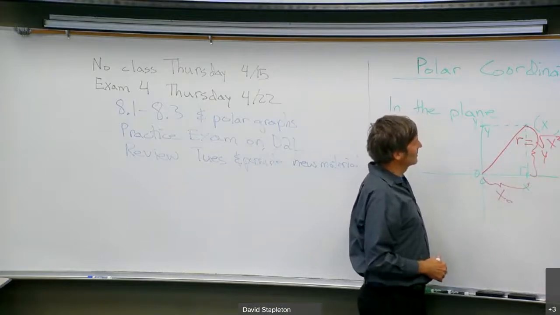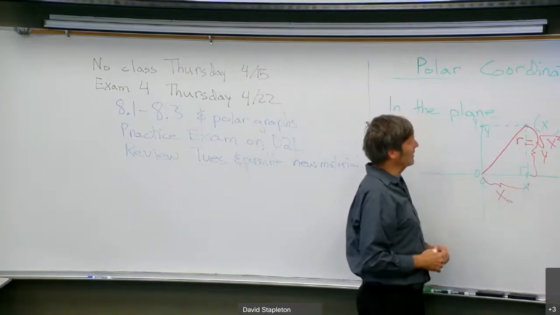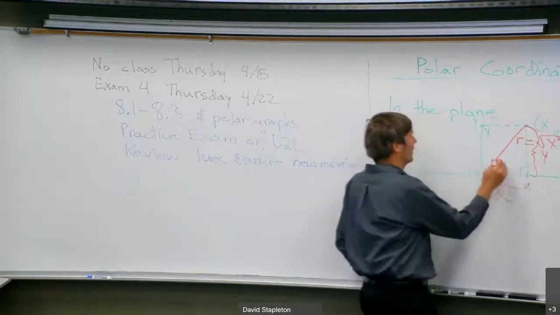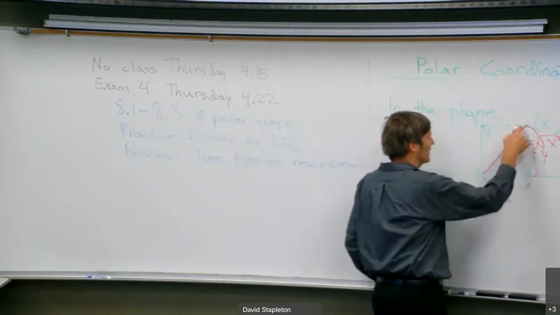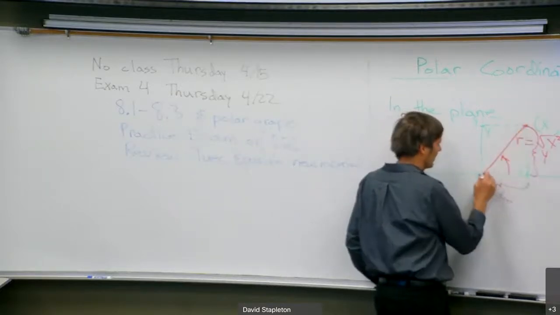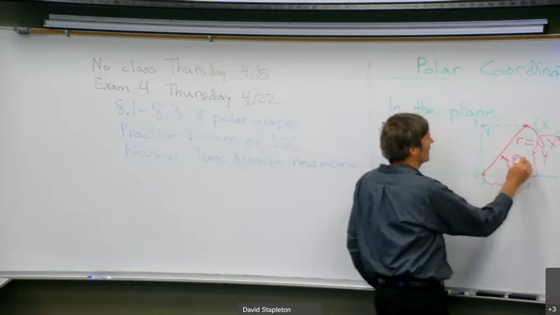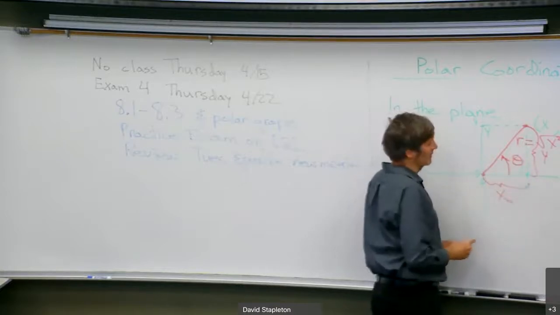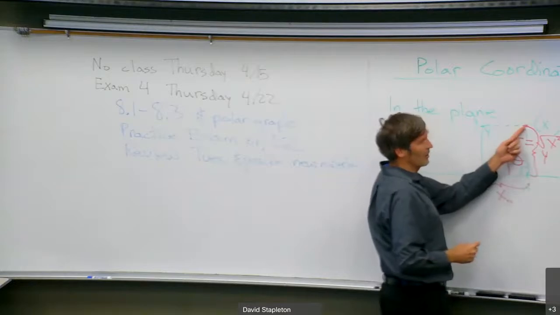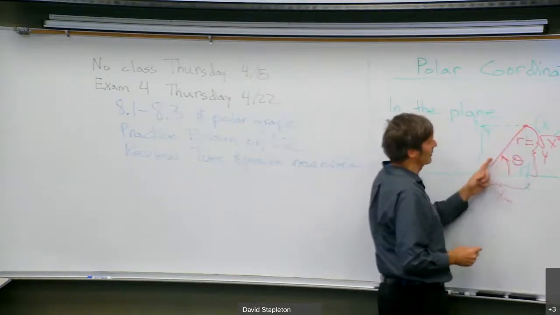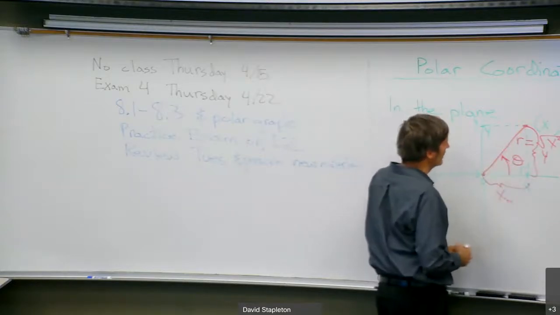Now, that doesn't uniquely identify the point. That just says how far away it is. If I also include this angle theta, turning counterclockwise to this line segment from the origin to the point, now I know exactly where it is, right? I can turn through this angle theta and then move out this distance r, and there's a unique point determined by turning through the angle and moving out the distance.